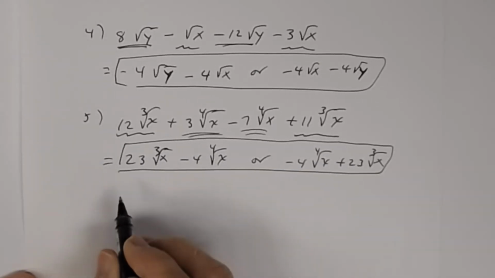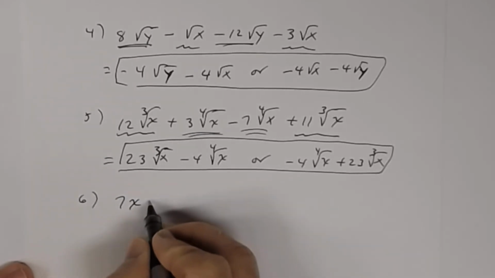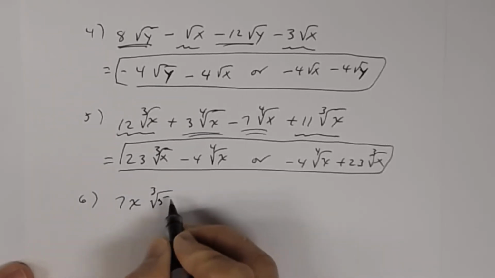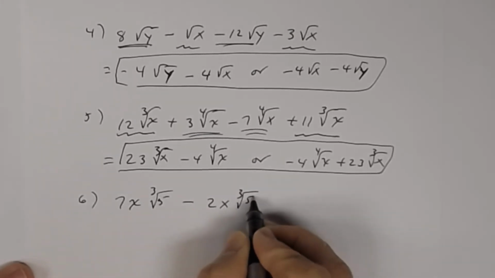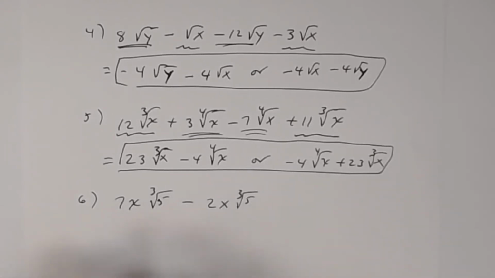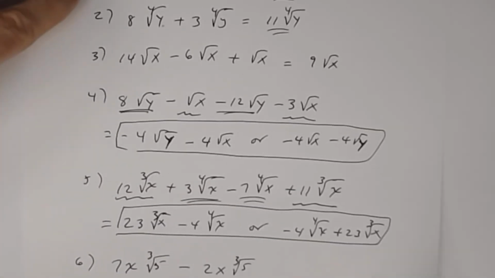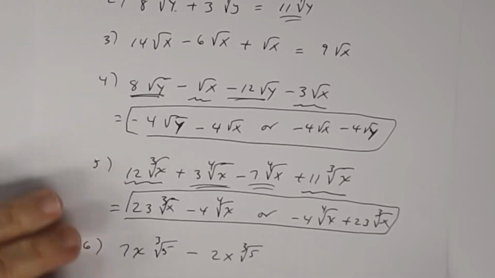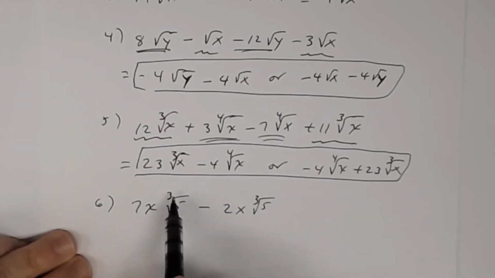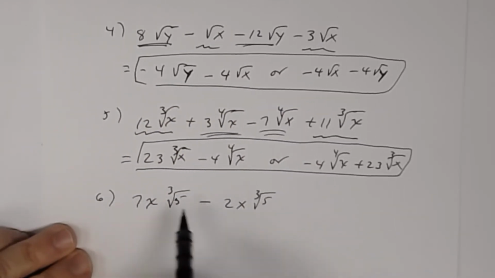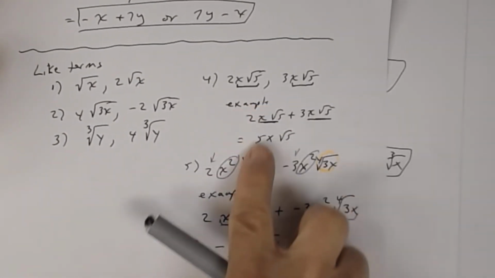All right, let's look at number 6. Number 6, you have 7x cube root of 5 minus 2x cube root of 5. All right, now let me remind you this. In all the previous problems that we did, numbers 1 through 5, notice the radicands all contain the variable. Here, notice that the radicand does not, but there's a variable involved. So that's where you got to remember this idea here.